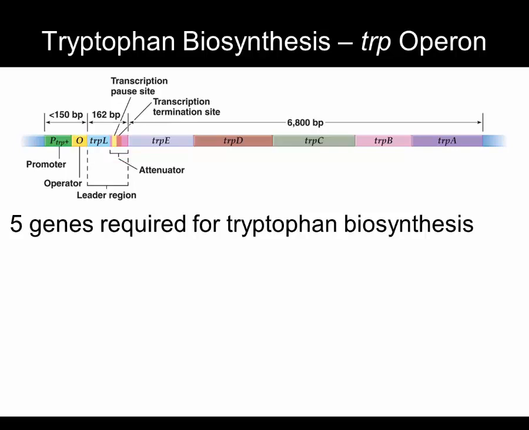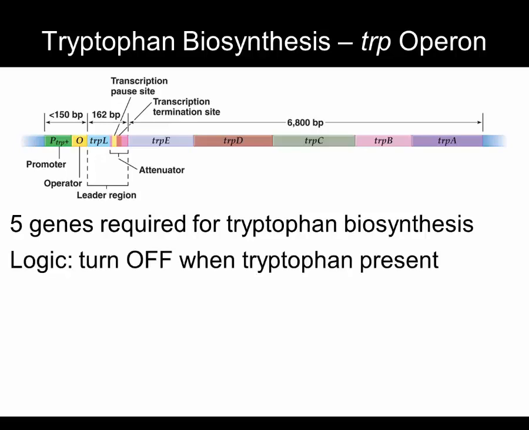So when does the cell want to express tryptophan, and when doesn't it? Well, tryptophan is an amino acid, and the cell is making proteins all the time, so there's likely to be a constant demand for it. The only time the cell wouldn't want to make tryptophan is if it already had plenty of it available. So the presence of tryptophan should downregulate the expression of these genes.